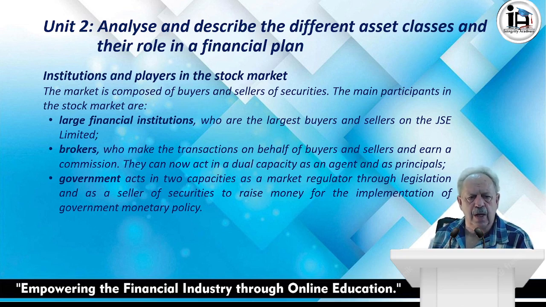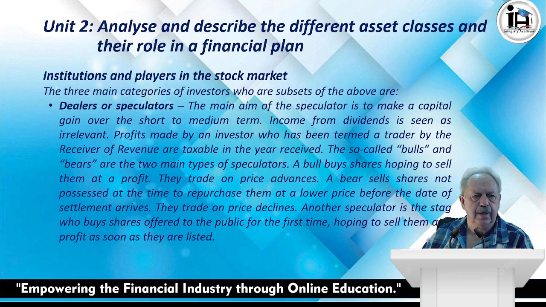They can also act in a dual capacity as an agent and as a principal. And then government acts in 2 capacities: as a market regulator through legislation, and as a seller of securities to raise money for the implementation of government monetary policy. The 3 main categories of investors, who are subsets of the above, are dealers or speculators.